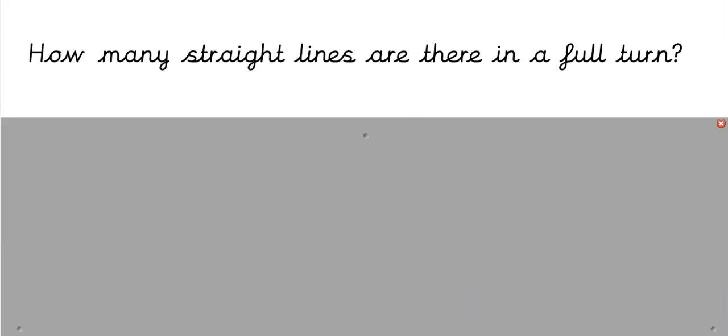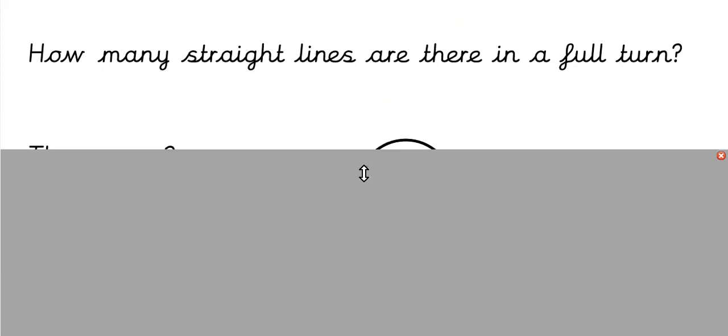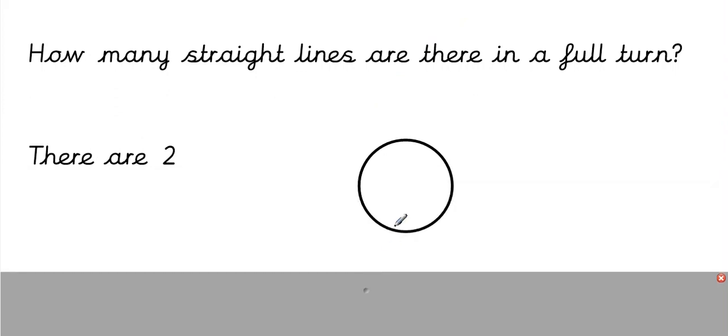So if there's 4 right angles in a full turn, how many straight lines are there in a full turn? Have a think for a moment. There are 2 straight lines, because I can draw a straight line from there to there and a straight line from there to there. And that is all inside my full turn, okay? Oops. A better full turn than that.